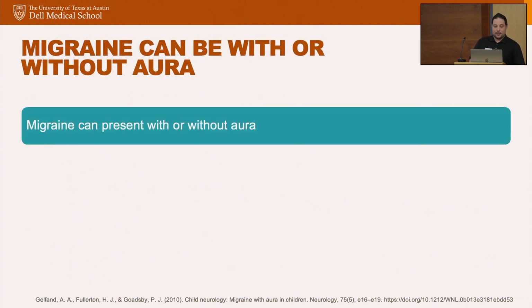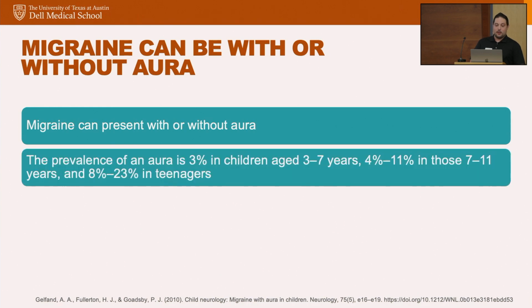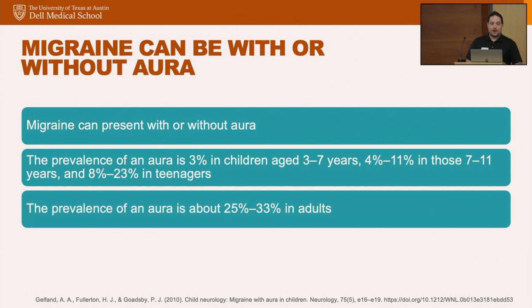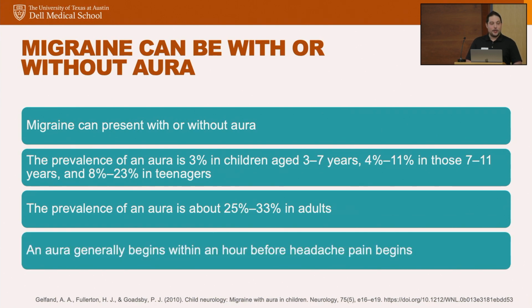Now, migraine can present with or without aura. The prevalence of aura in children is low. It's about 3% in children aged 3 to 7 years of age, and that rate slowly increases as the child ages to reach the adult prevalence of 25 to 33%. An aura generally begins within an hour before the headache pain begins. However, sometimes an aura can start as soon as the headache pain starts.